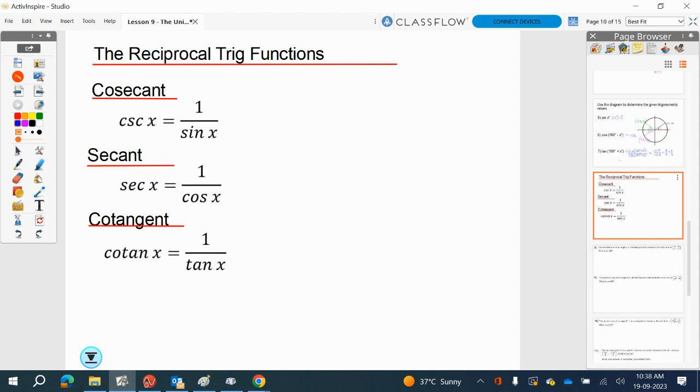So we're looking at the reciprocal trig functions. The reciprocal trig functions are the cosecant function, the secant function, and the cotangent function. These are 1 over the major trig functions. So cosecant x is 1 over sine x. Secant of x is 1 over cos x. Cotangent x is 1 over tan x.